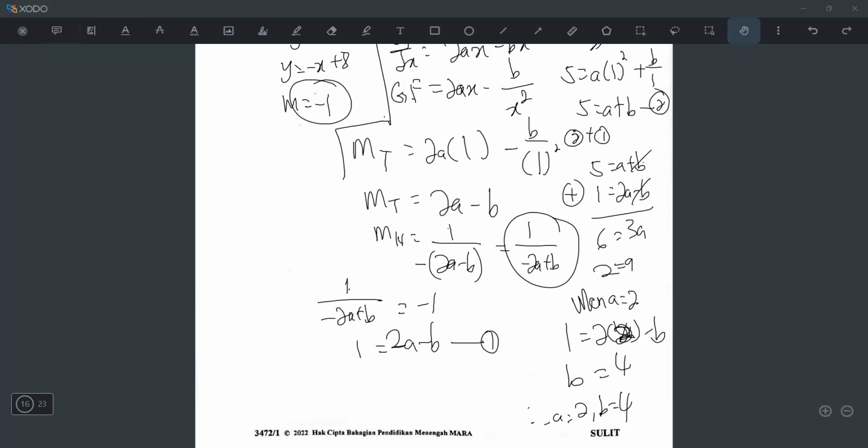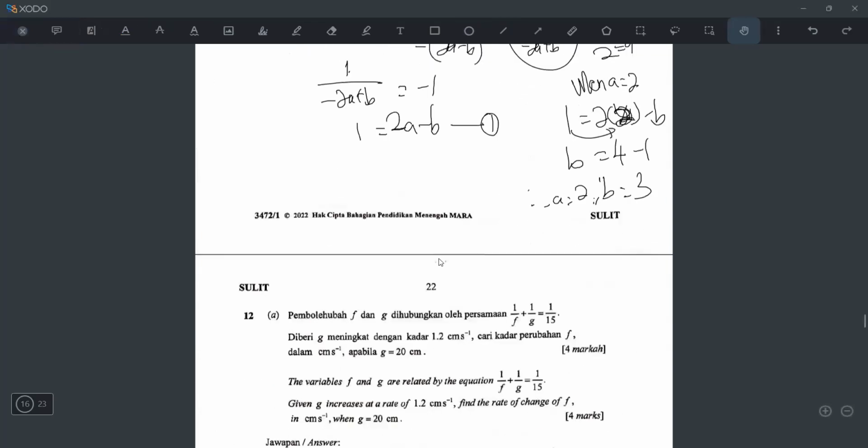Wait, why is the answer different? Did I do something wrong here? a equals 2. 1 equals 2a minus b. Okay, sorry. 1 minus. Okay, if we look carefully here, negative b and move here is 4, right? But the plus 1 moves and becomes minus 1. So the b is 3. Okay, so I made a careless mistake. It should be b equals 3. Okay, the rest is correct.